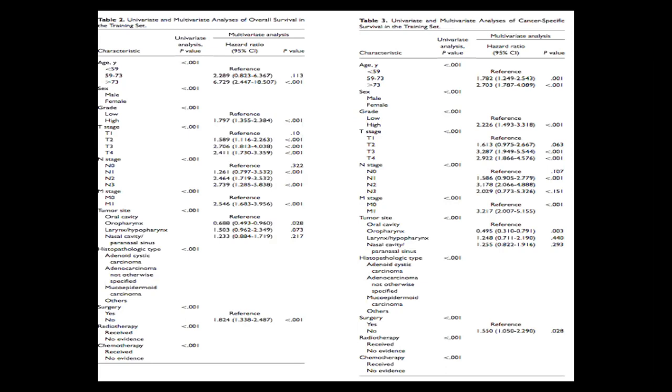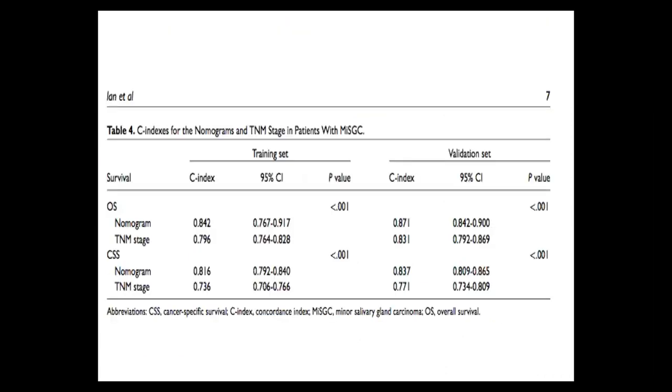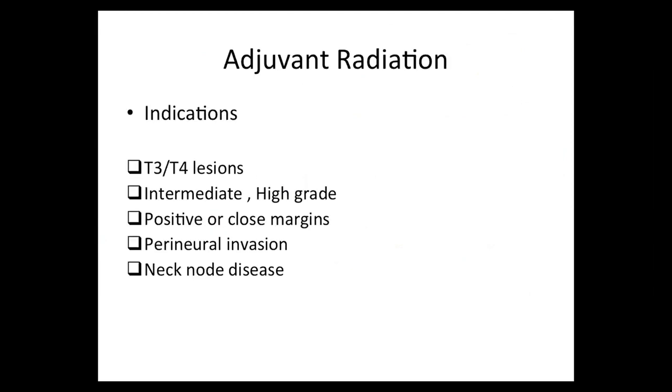Now, these are again C indexes, and this was a comparison of their model with that of TNM stage, and they found it was quite significant. In fact, TNM did equally well, but TNM was inferior to the nomogram, as we see here, for OS and for cause-specific survival.